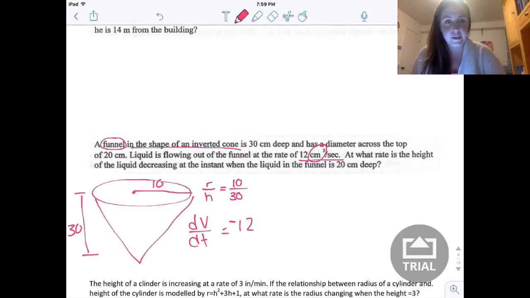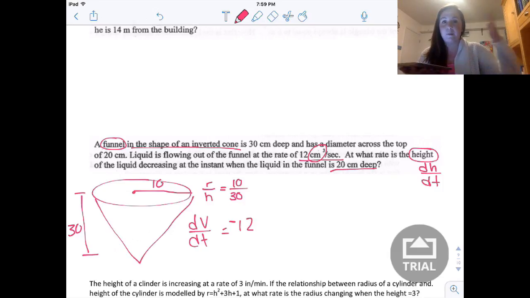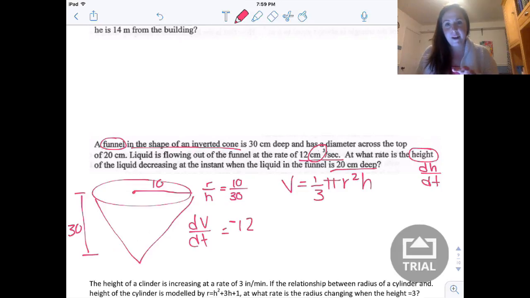Just looking at the chat really quick. Okay. So at what rate is the height of the liquid decreasing at the instant when the funnel is 20 centimeters deep? So I want dH/dt, which tells me in my volume formula, try to get all in terms of H. Some of you guys keep doing it by doing product rule every time, which is awesome. Great product rule practice, but you don't need it. I will give you this formula on the test if there happens to be a cone. Can't imagine that there would be one. I would give you that formula.